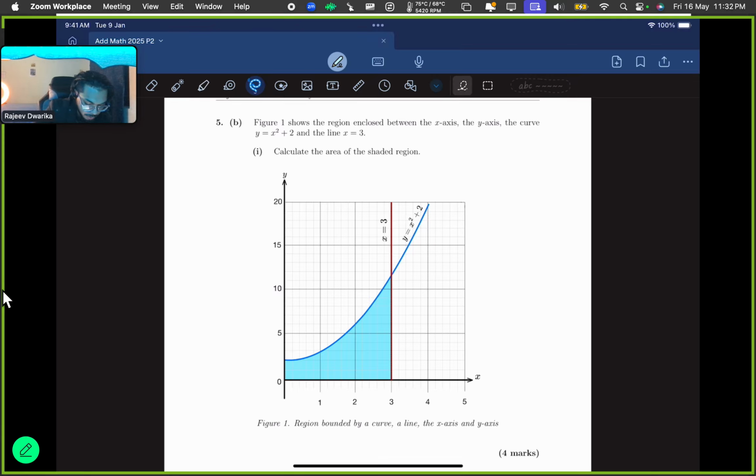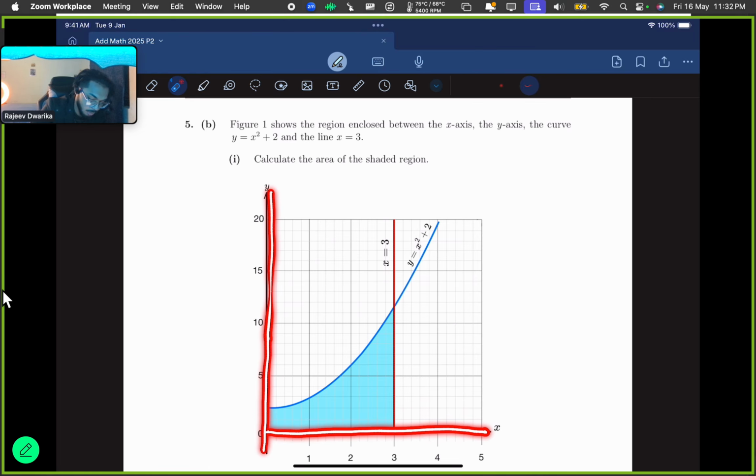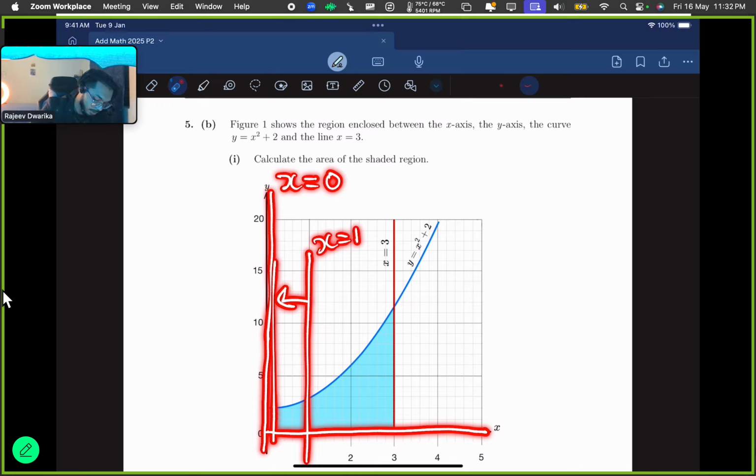So let me read this question here. Figure 1 shows the region enclosed between the x-axis, and the y-axis. What do they mean by the y-axis? They're talking about your vertical line, which is equivalent to x equals 0. If you forget, you could take the simple example and just shift it. We know this is x equals 1, and if you shift it, this will be x equals 0.